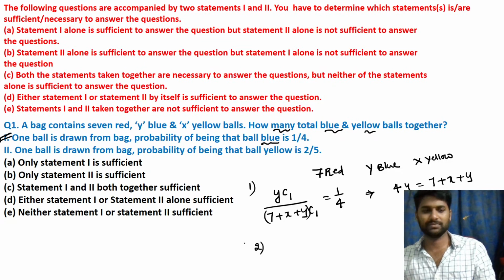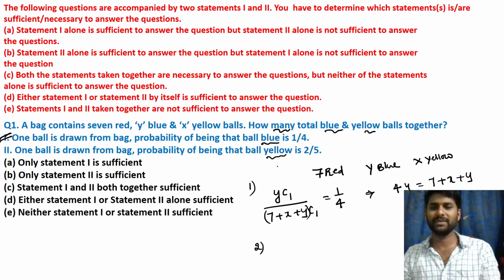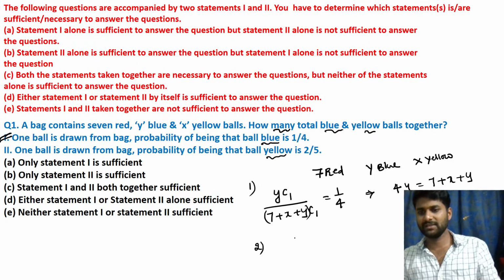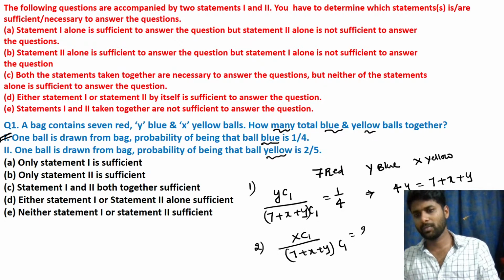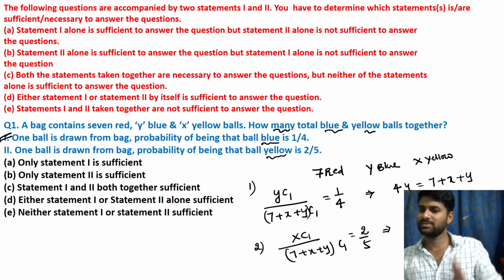Now I'm taking statement 2 alone. If you pick one ball, the probability of yellow is 2 by 5. If you take a yellow, XC1, the total is 7 plus X plus Y, C1. The whole probability is 2 by 5. So 5 times the X value is exactly equal to 2 times 7 plus X plus Y.